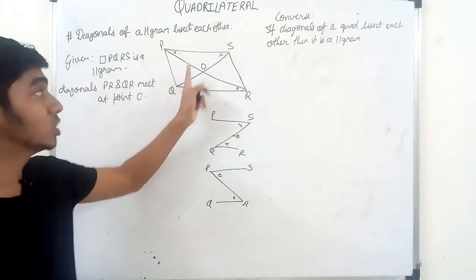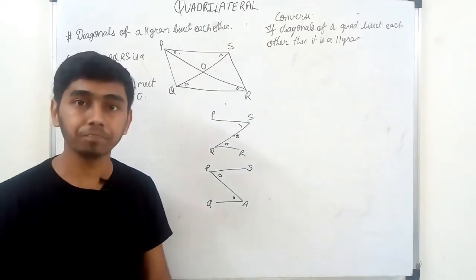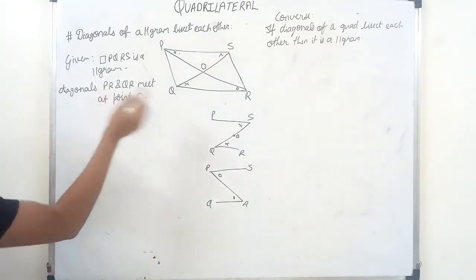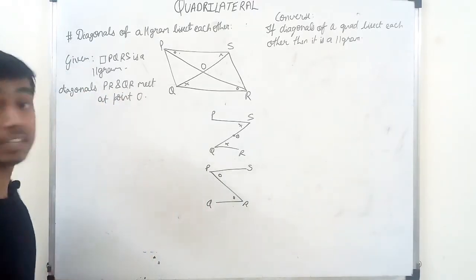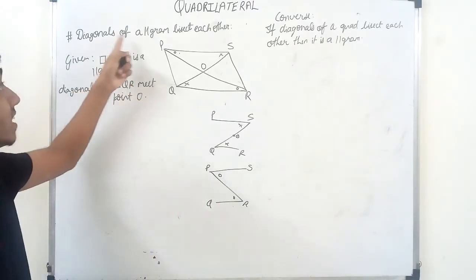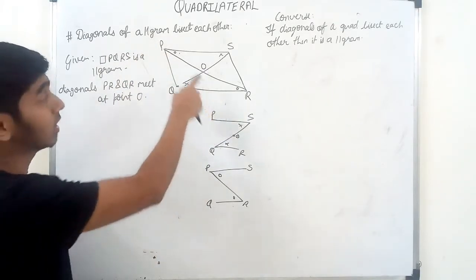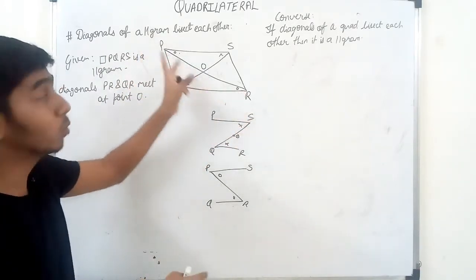So you understand these two are what? Alternate angles. Yes or no? So let's start with the proof. First of all, what are we supposed to prove? We never discussed that. So let's see. Diagonals of a parallelogram bisect each other. That is, this O should cut this diagonal into equal parts.